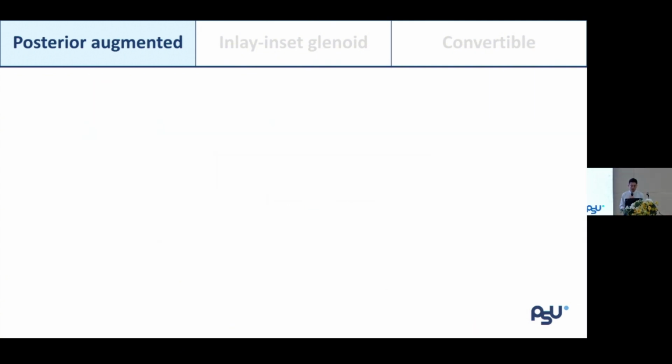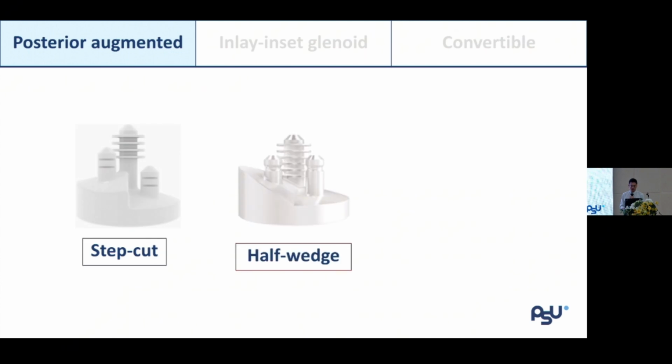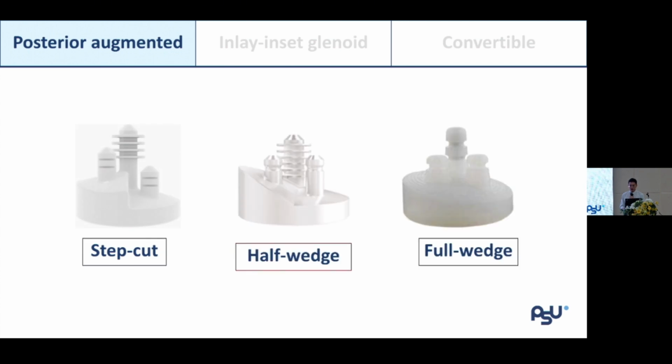For the posterior augment, these implants are available in full wedge, half wedge, and step cut designs, offering a correction range from 5 to 15 degrees.